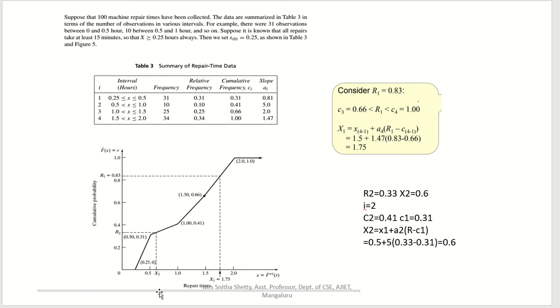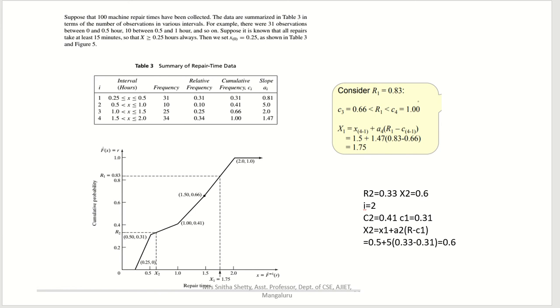For r2, you can plot directly here instead of doing it theoretically. So you can say this is x2, right? If it is 0.7 something, 0.7 comes somewhere here, so it lies somewhere around 1.5. This is how we generate the random variate when there is a large number of random numbers. The empirical distribution is mainly used when there are more random numbers. So we completed the empirical continuous distribution.